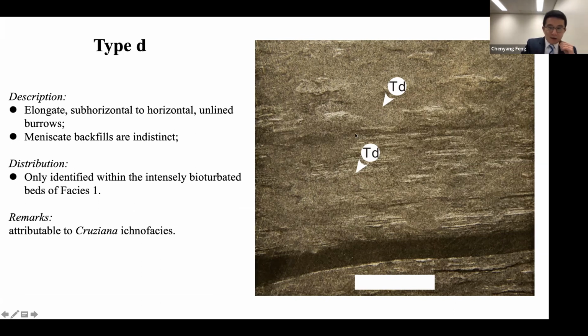Possibly because of the intense bioturbation, the type D are only identified within very intensely bioturbated beds of facies 1. And it is interpreted that type D represents a group of trace fossils attributable to Chrysanthemum echinophases.